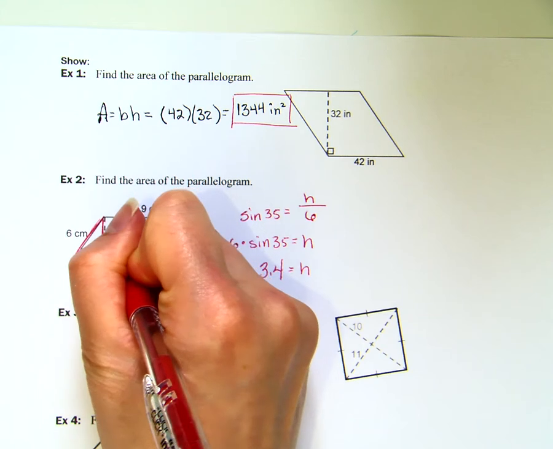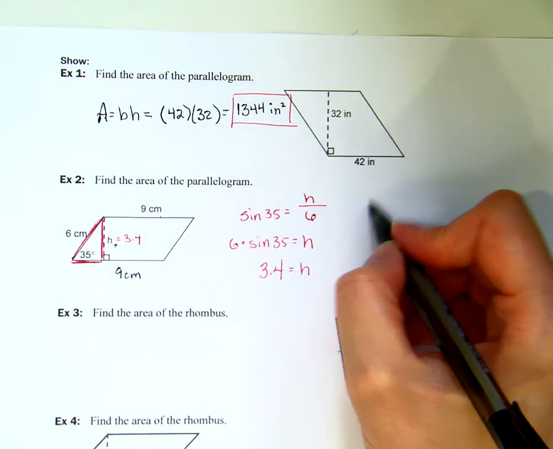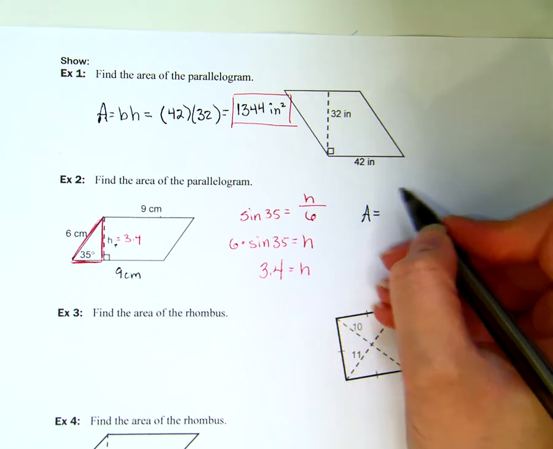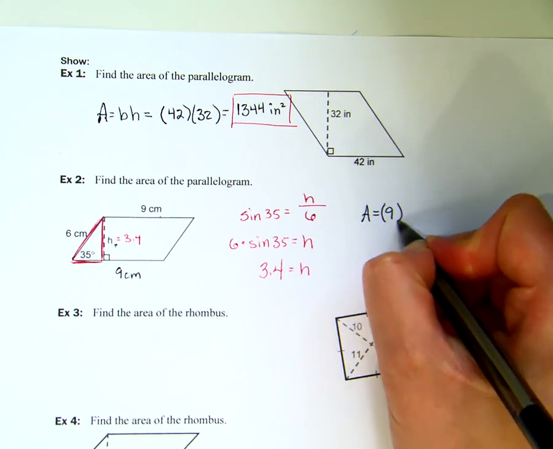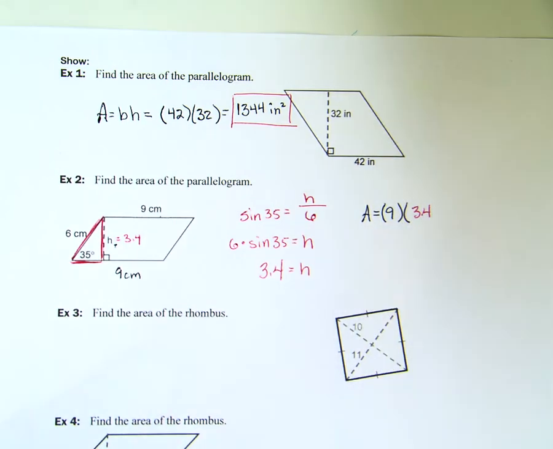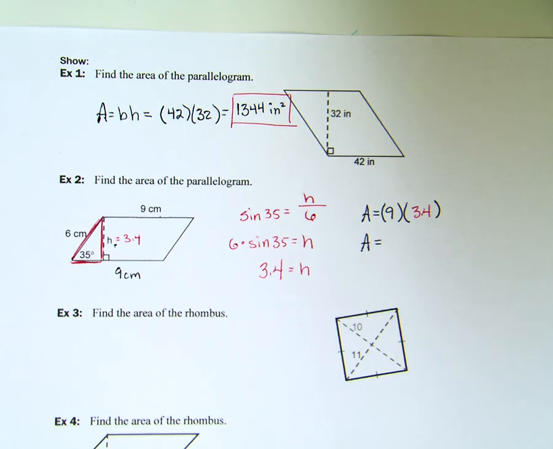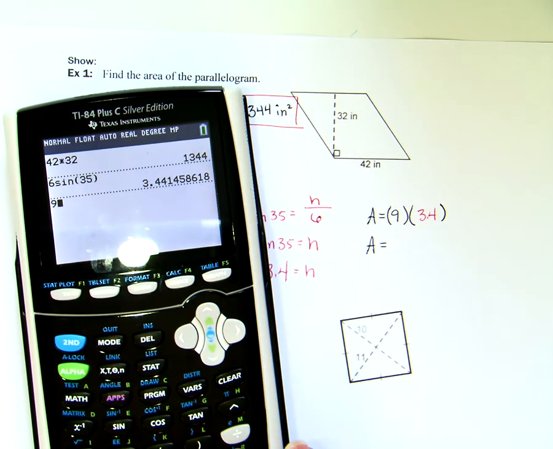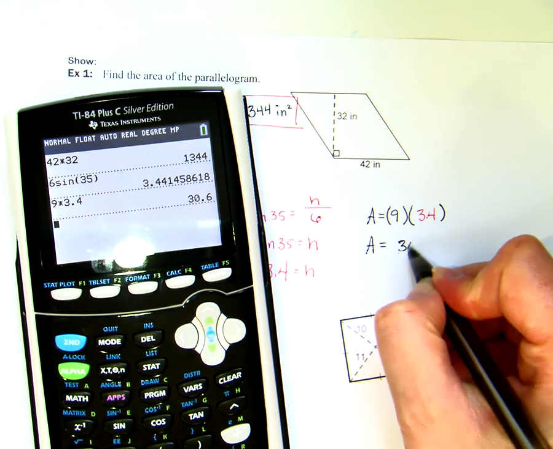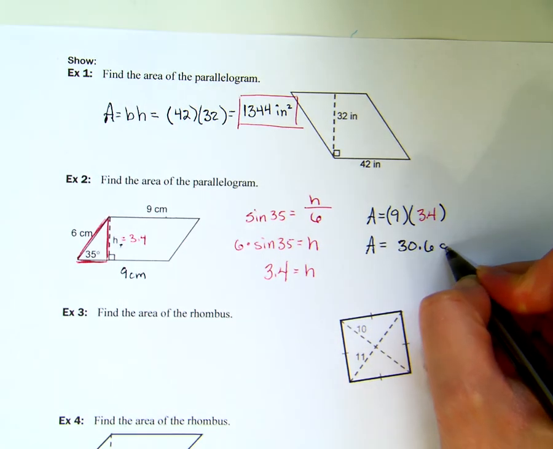Now that we have our height, we can find the area of our parallelogram. Area equals base, which is 9, times the height that we found to be 3.4. So 9 times 3.4 is approximately 30.6 square centimeters.